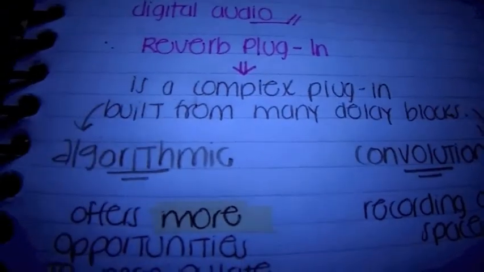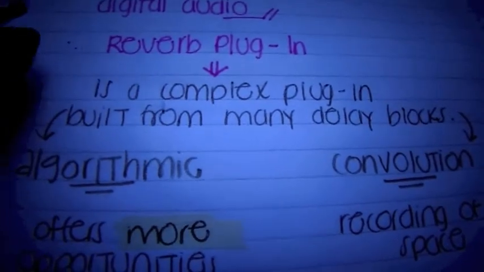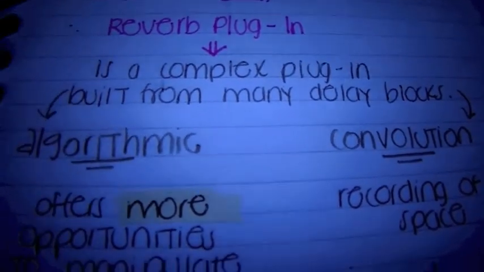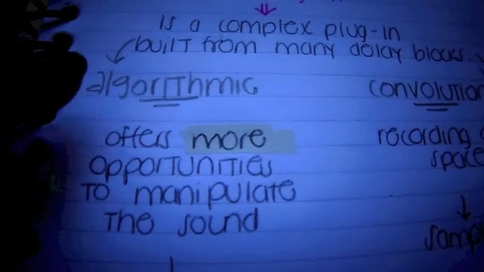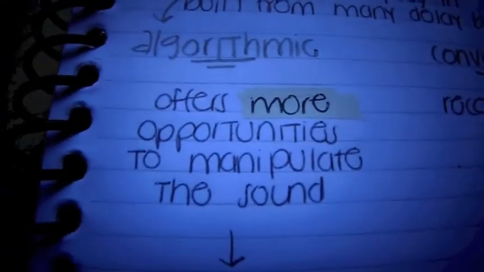Now, in the context of digital audio, a reverb plugin is a complex plugin built from many delay blocks. And there are two kinds. The first is the algorithmic and the second is the convolution. Let's talk about the algorithmic first.